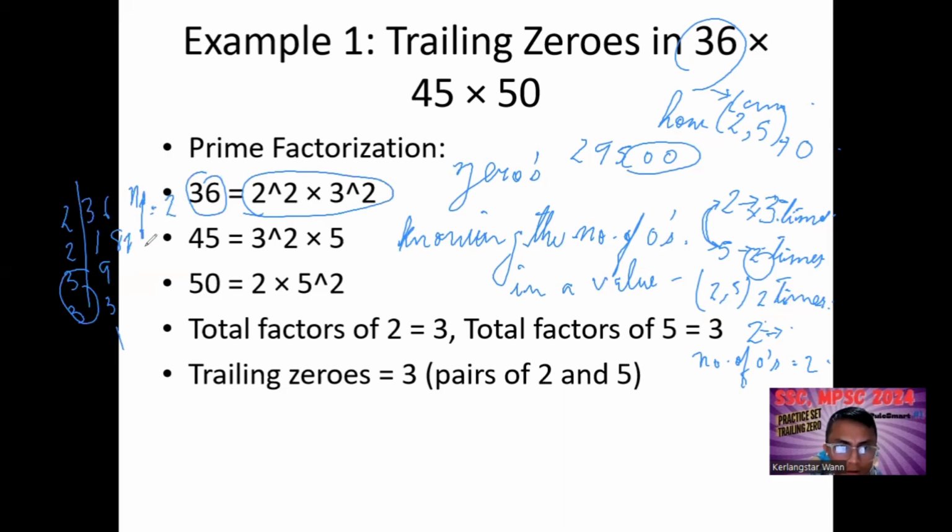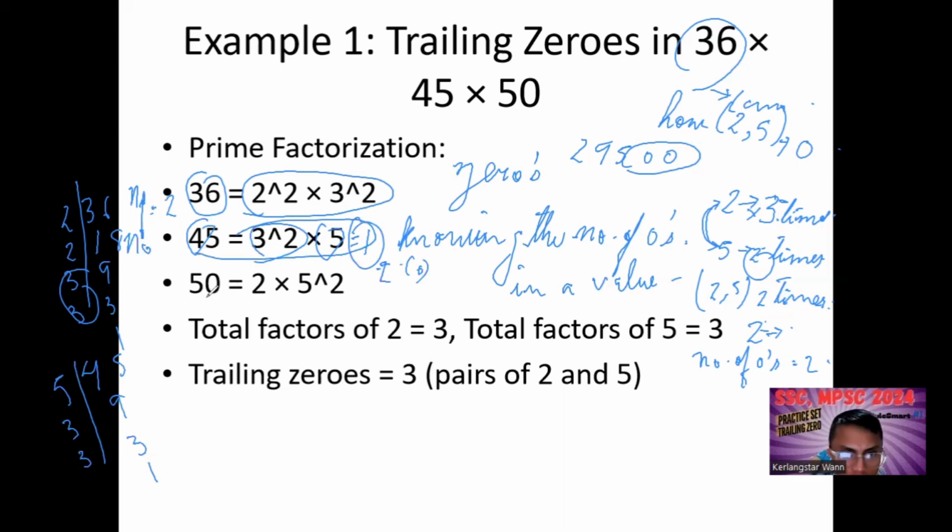Then here with 45, the factors of 45: 5 nines are 45, so 3 we got 2 times and 5 1 time. So the number of 5 here is 1 time, and the number of 2 is equal to 0 for this number.